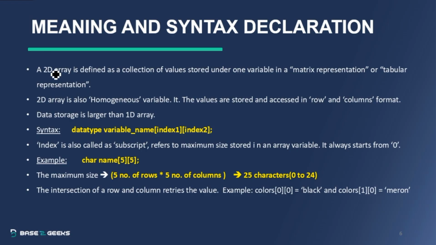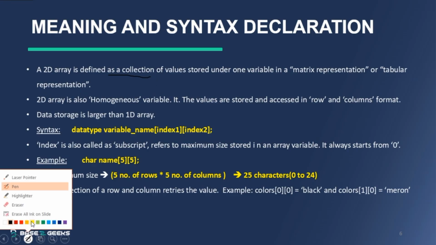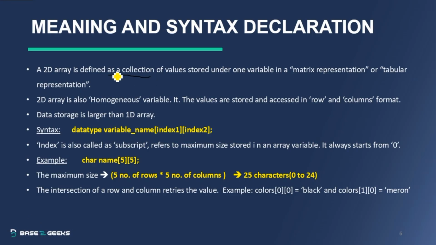A 2D array, you just read whatever I just explained you with the diagram. I have written it in a theoretical way so that you will be able to understand by having a relation, right? So it is a collection of value storage. Wait, let me change the color. It is defined as a collection of values stored under one variable. See, it is the same as 1D, but it is represented in the form of a matrix or by using tabular representation. Just now I told, isn't it?